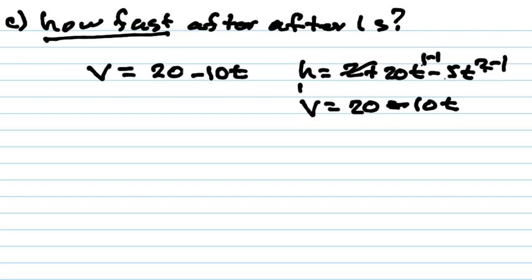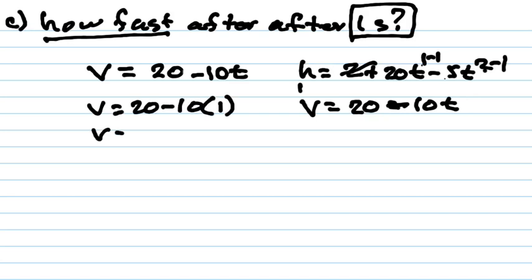Now, that's our velocity function, right? So all we need to do is plug in what in place of t? 1 second. So just plug in that 20 minus 10 times 1, which gives us velocity equals 20 minus 10, which gives us a velocity after 1 second of what? 10 meters per second. Excellent.